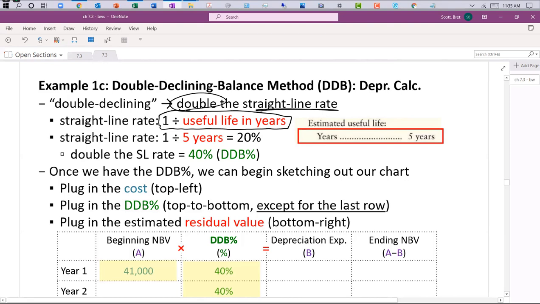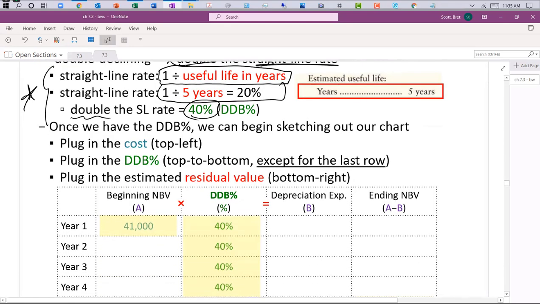So in our case, we have a 5-year useful life. So 1 divided by 5 is 20%. So every year, we're depreciating 20% of the depreciable base. 20% times 2, if we double that, is 40%. That's the key thing you want to be good at calculating, is just the double declining balance rate.